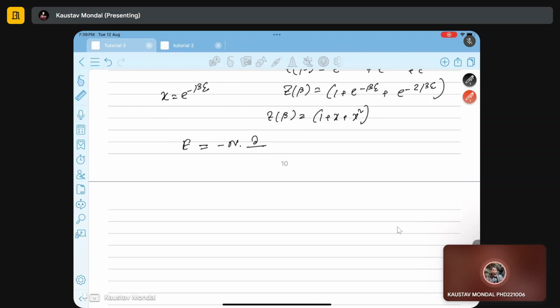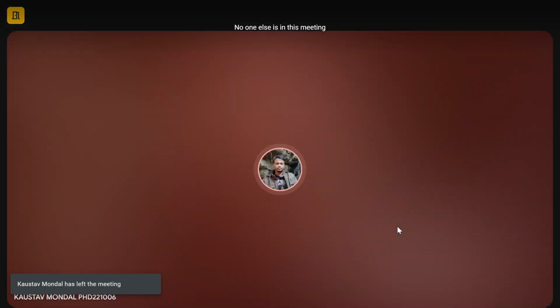X you already know is e to the power minus beta epsilon, so that means del del beta of ln Z would be simply 1 by Z into del beta of x plus del beta of x squared.